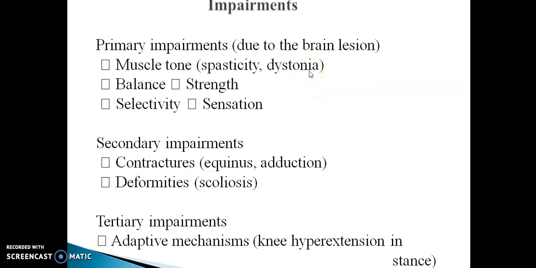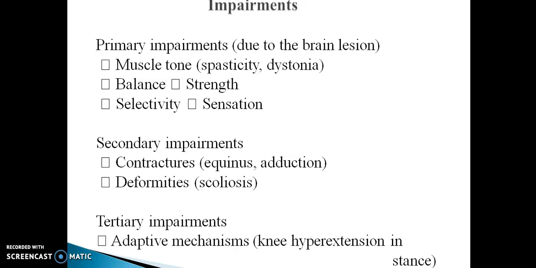So impairments. What are the impairments? Primary impairments, secondary and tertiary, we can classify like that. Primary, we have already understood, is related to muscle tone. So muscle tone, movement, posture, which means balance is affected, strength is affected, selective and fine motor movement is affected, sensation is also affected. Muscle tone problems can be spasticity, dystonia, hypotonia, athetosis, choreoathetosis, all those come under muscle tone. Secondary impairments: contractures.